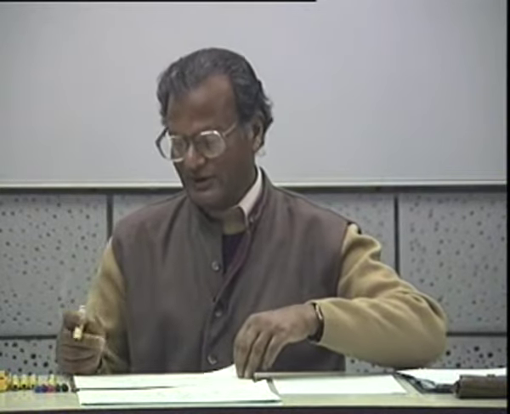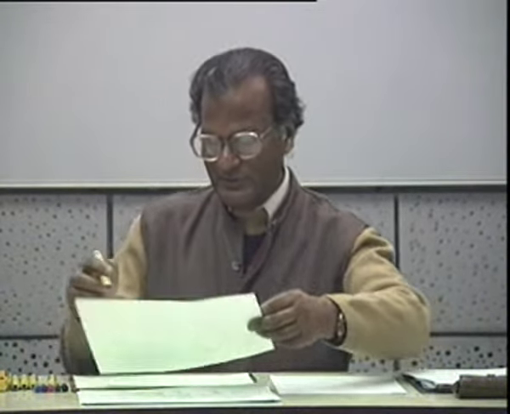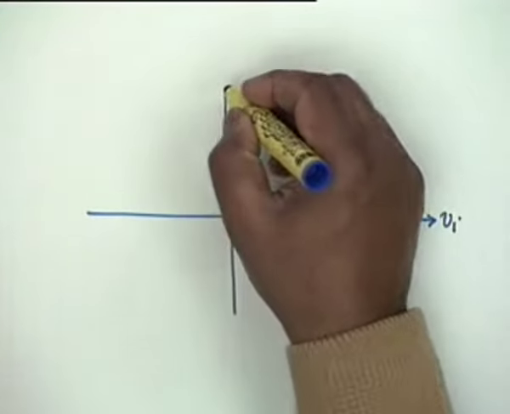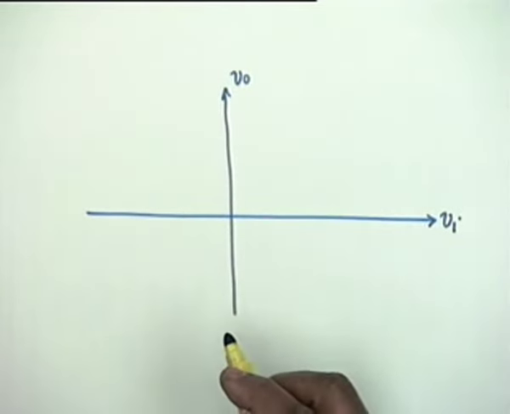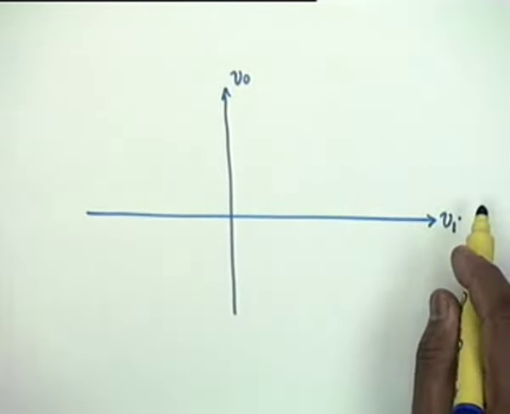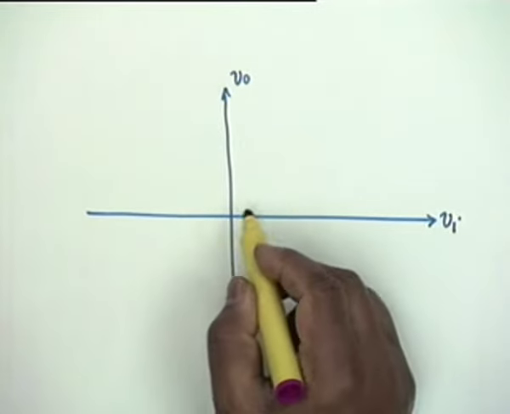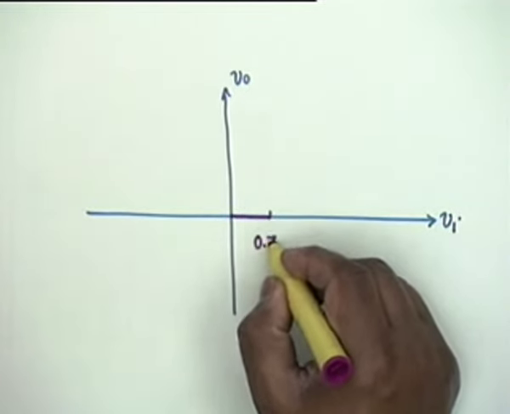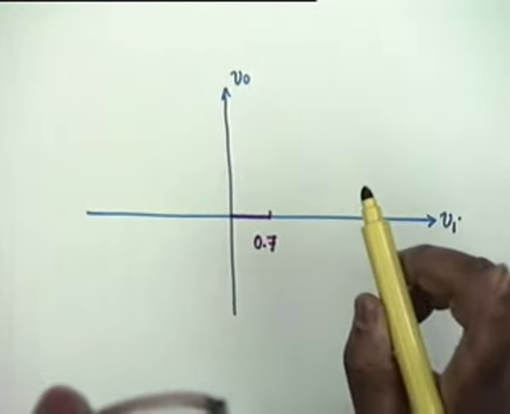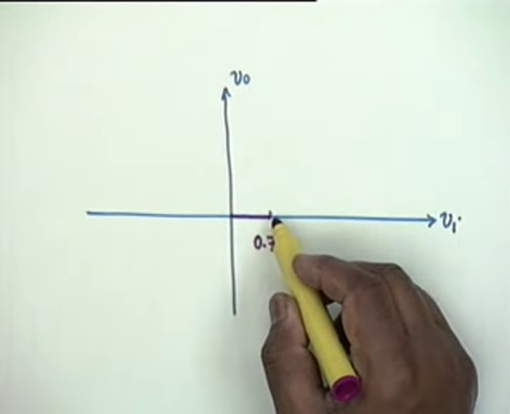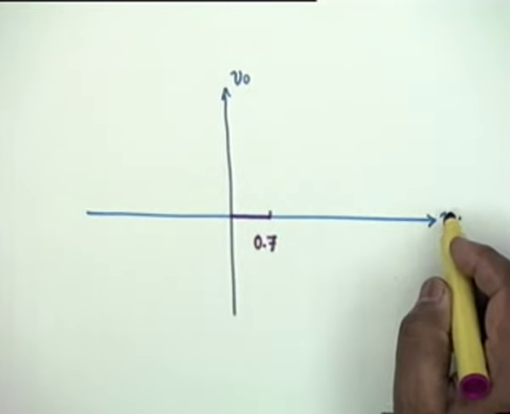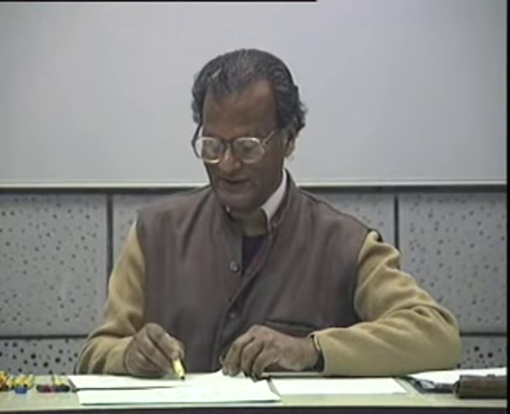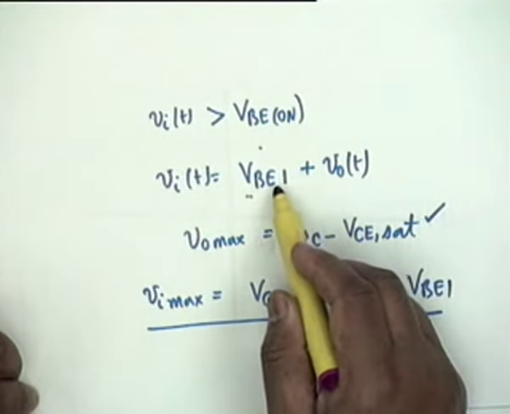Now if this point is clear, then one should be able to guess what the characteristics would be if I plot V_o versus V_i when V_i is positive. You see, Q1 does not conduct till V_i reaches a value of 0.7. When V_i exceeds 0.7, what is the relationship? The relationship is this: V_i is equal to V_o plus V_BE1.